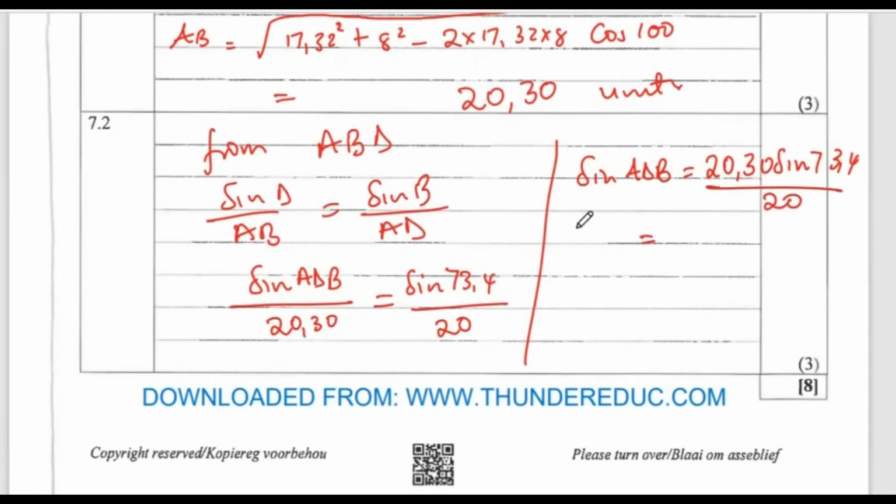Let's simplify that. Sine of ADB is giving me 0.9727, and I must find the shift sine of that. I'm having 76.58 degrees.